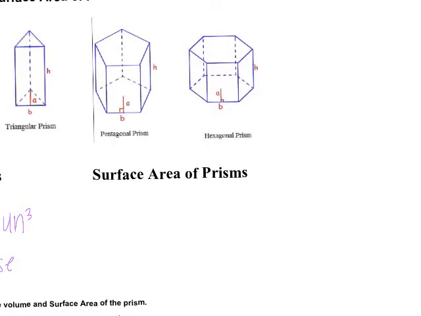Okay, so it's a little different. Surface area is equal to perimeter of the base times the height plus 2 times the area of the base. All right, so this P is perimeter of base.